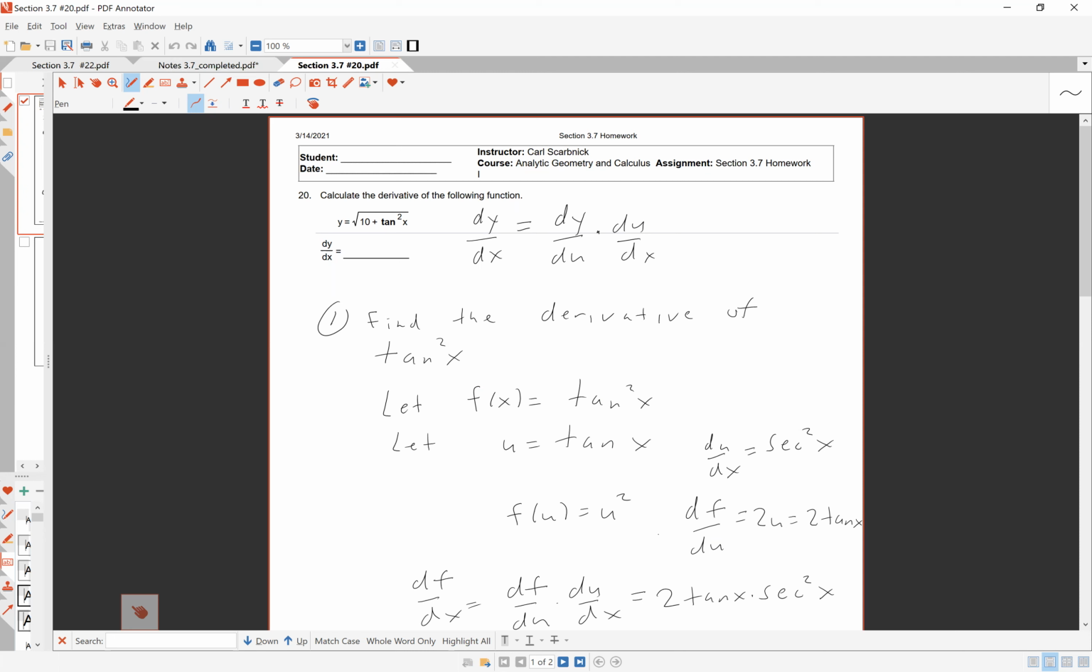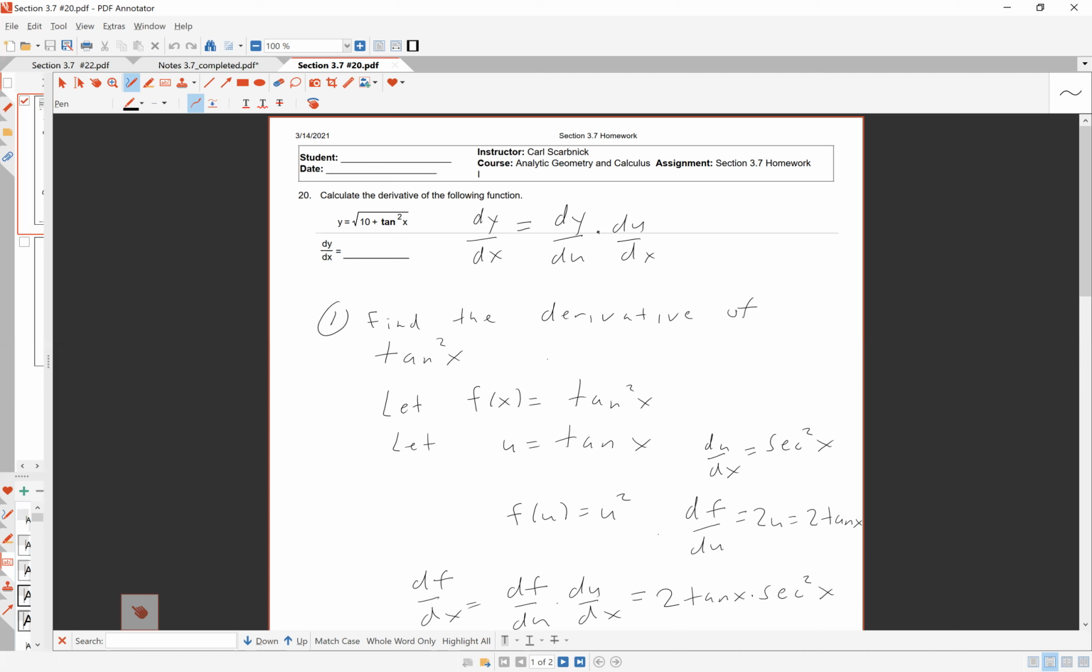Okay, so anyway, find the derivative. First, let's find the derivative of tangent squared x, which itself needs the chain rule, right? Because it's u squared, it's a composite function. So let f of x equal tangent squared x. Let u equal tangent of x. du dx is secant squared x. f of u is u squared, and df du is 2u.